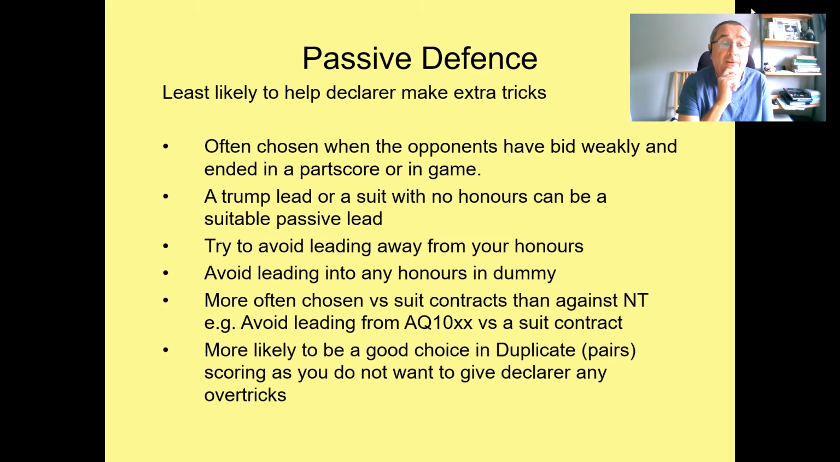And passive leads are also more likely to be a good choice in duplicate pairs. So a game like the one we're going to be playing at 2 o'clock, as you do not want to give away any overtricks. So that's something about passive defense, what about active defense?